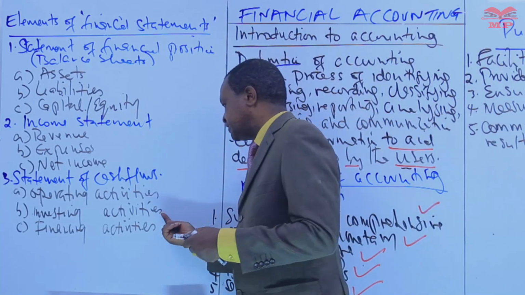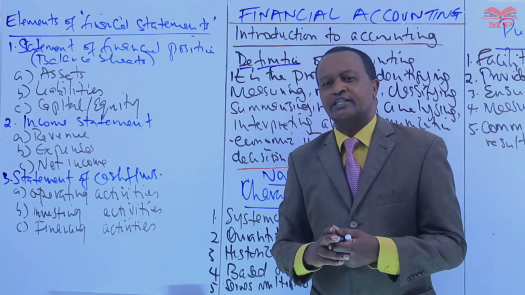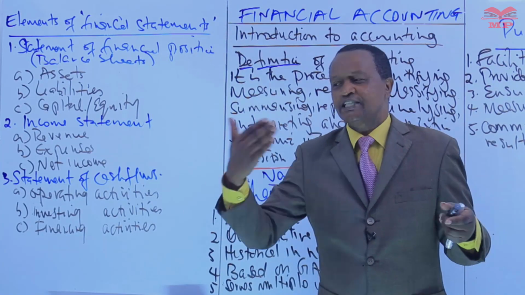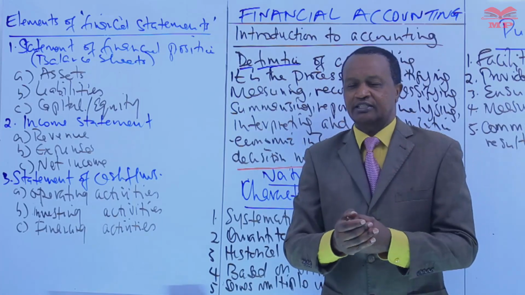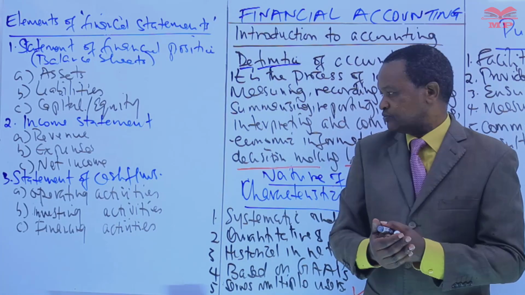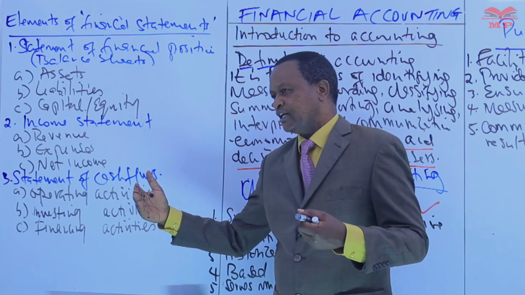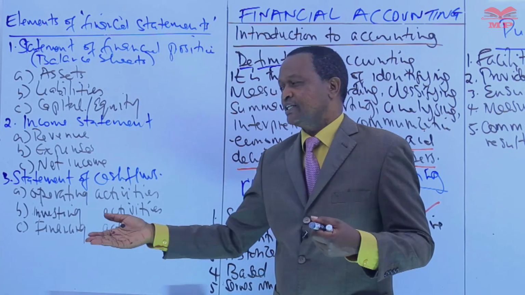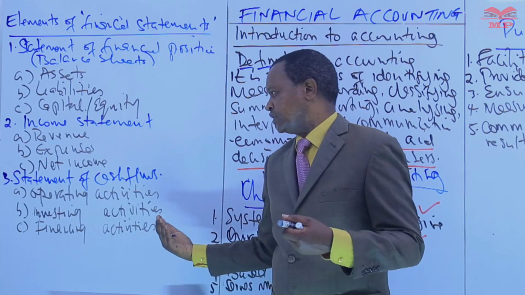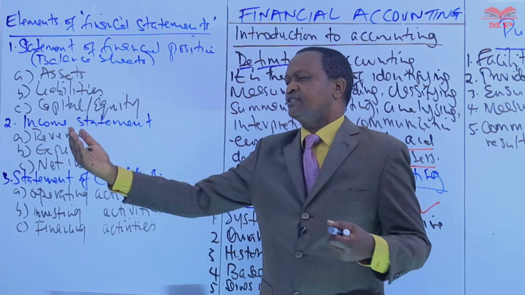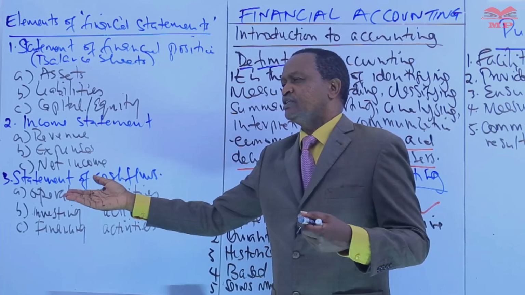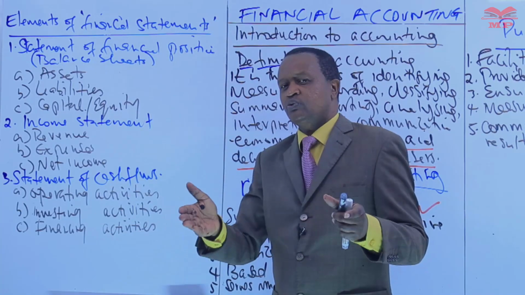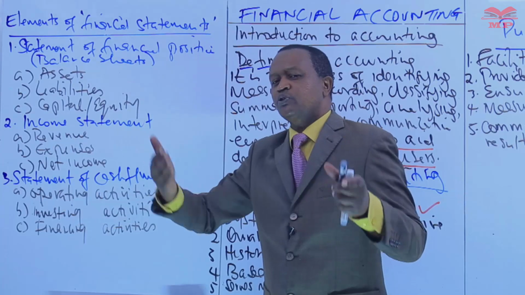Then we have investing activities. What are these investing activities? These are cash flows related to the acquisition and disposal of long-term assets such as property, equipment, and so on. When a company purchases plant, motor vehicles, the non-current assets, the long-term assets, that's what we're referring to as investing activity. When a company sells or disposes motor vehicles, land, equipment, and other non-current assets, that is also investing activities. So investing activities refers to activities related to the acquisition and disposal of long-term assets.